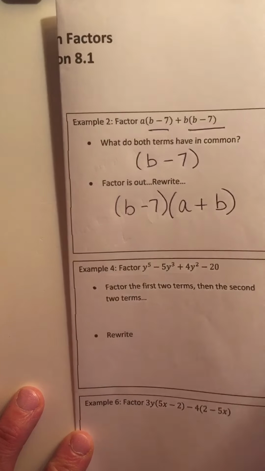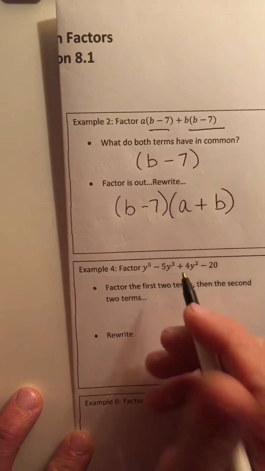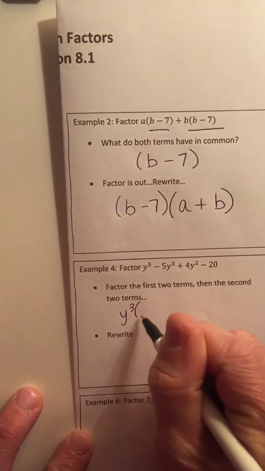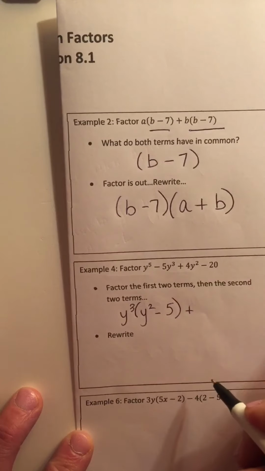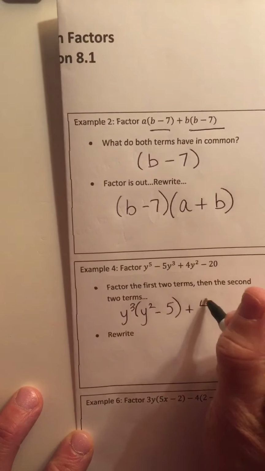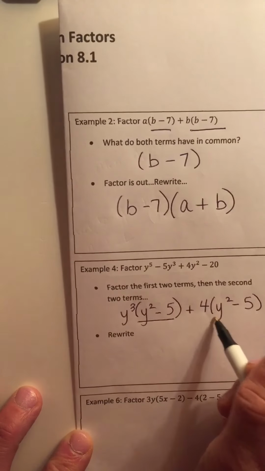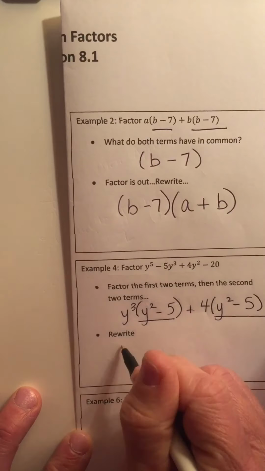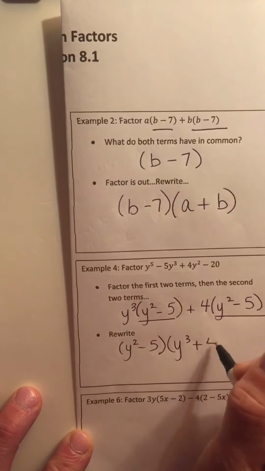Example 4 looks a little different. It's y to the 5th minus 5y to the 3rd plus 4y squared minus 20. Looking at the first two terms, we can factor out a y to the 3rd, and we've got y squared minus 5. Plus, looking at the third and fourth terms, the 4y squared minus 20, we can factor out a 4, and then we've got y squared minus 5. Look at the y squared minus 5 in both terms. We're going to have y squared minus 5 times y to the 3rd plus 4.